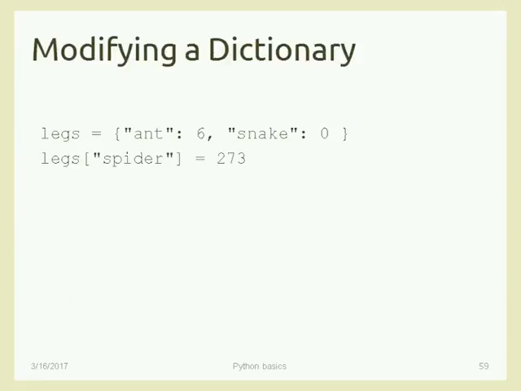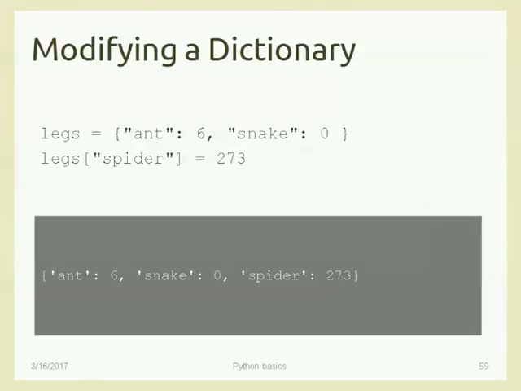If I want to modify a dictionary, for example, I would like to add the key spider, with 273 legs, I can do it in this way. So in this way, that is similar to what we did for lists. But instead of saying here a number, we say here the key. So legs of the key spider is not present here. So we'll add a new pair that has a key spider and value, this value here. It will add to our dictionary spider as 273 legs.